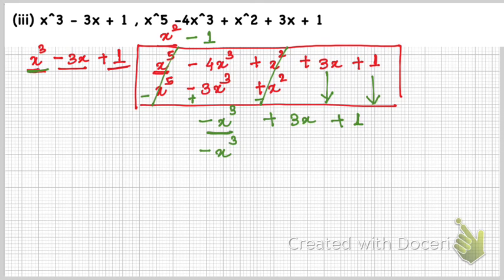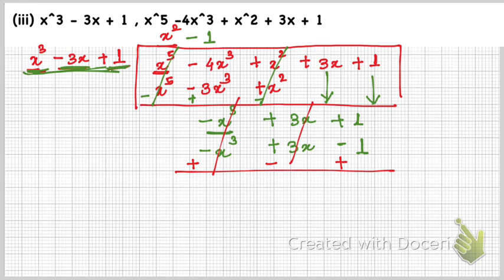Multiplying the entire polynomial gx with minus 1, we get here minus x cube, minus 3x into minus 1 will give us 3x, and 1 into minus 1 will give us minus 1, right? Now changing the signs again, this will become minus, this will become minus, this will become plus, minus, and this will become plus. These two terms will get cancelled. These two terms will also get cancelled, and 1 plus 1 will become 2.